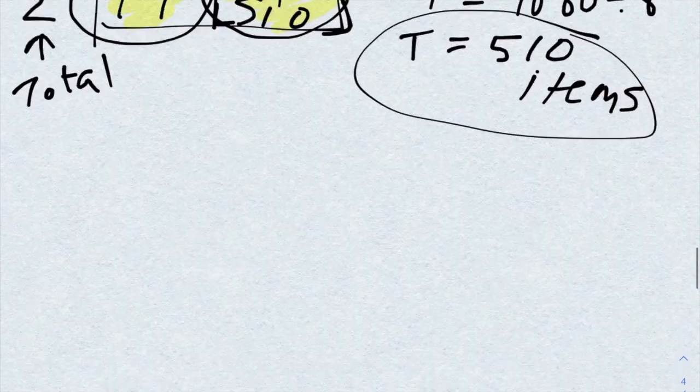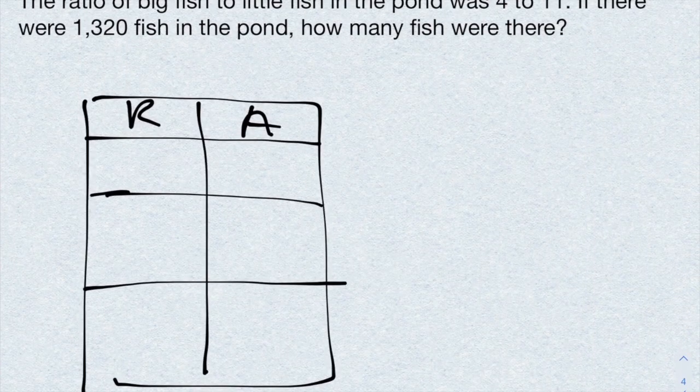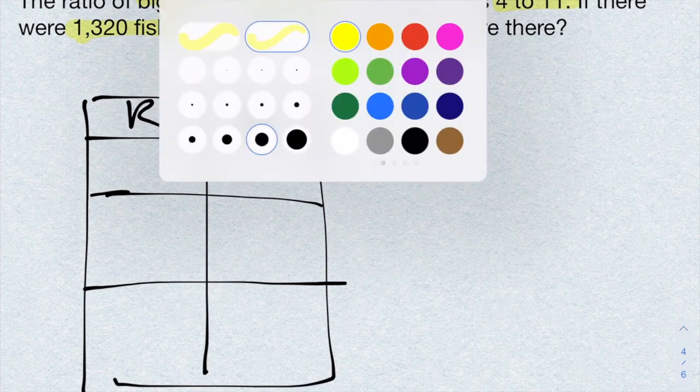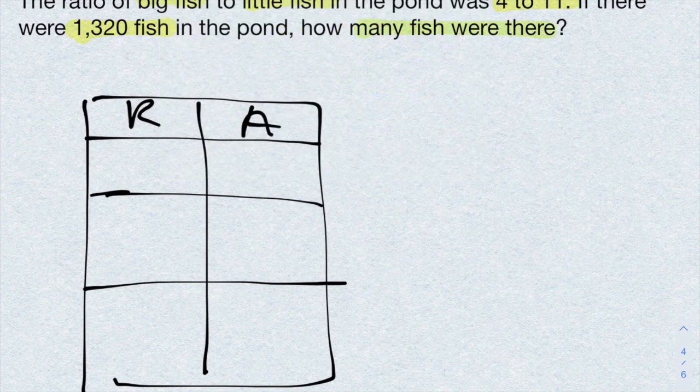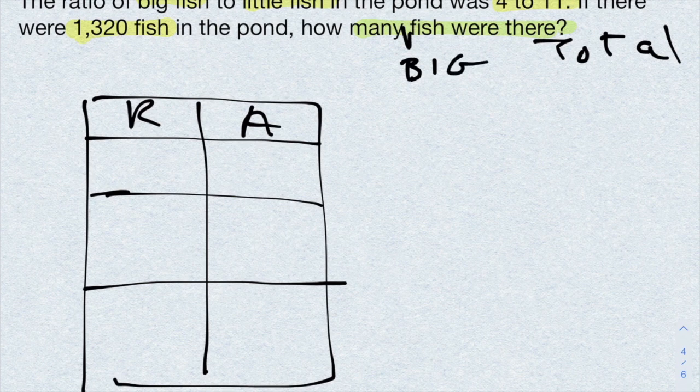So then I can go down to my last one, which says the ratio of big fish to little fish in the pond was 4 to 11. If there were 1,320 fish in the pond, how many fish were there? That sounds an awful lot like oh, here we go. How many big fish were there? Okay. So, that's why you read your problems, because it didn't make any sense.